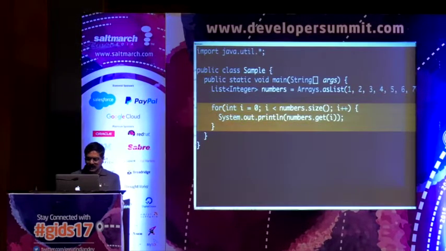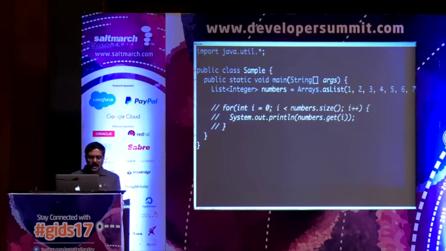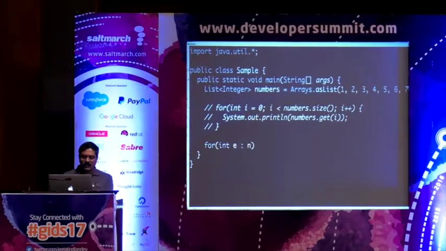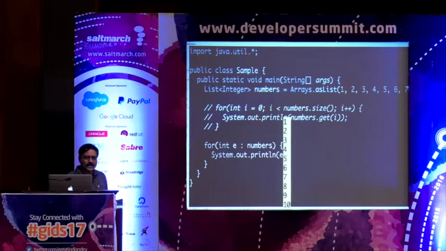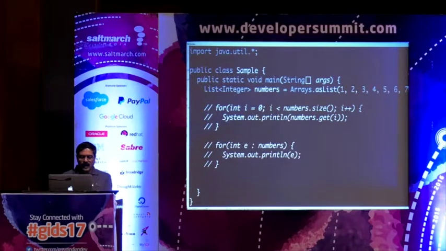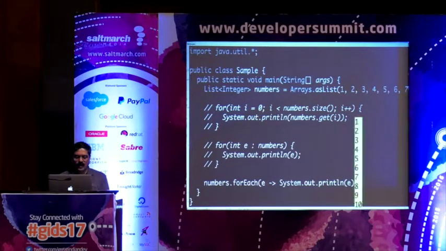But rather than doing this, we already have something simple in Java, right? We could have said for int element coming from numbers, and then output the element. That's a lot simpler than the previous one when we didn't care about the index value. But the beauty of this is we have yet another way to do this. We could say numbers.forEach, and given an element, I want to output this particular element. We could write it this way.